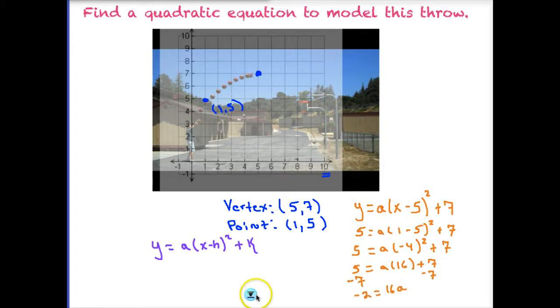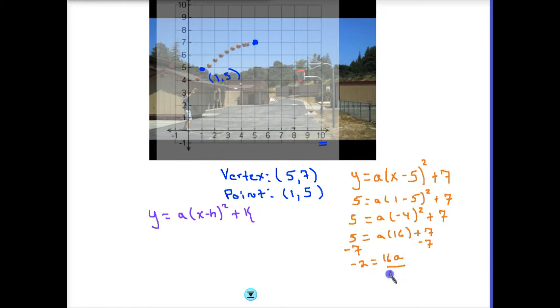So my final step will be to divide both sides by 16. And 16 and 16 give us 1. So my a term, and I'm going to reduce this, negative 2/16 reduces to negative 1/8. Notice that my rate of change is negative, which is what I want because my parabola is going to open down. So when I write the final equation of my parabola, I will have y equals negative 1/8 times the quantity x minus 5 squared, plus 7.